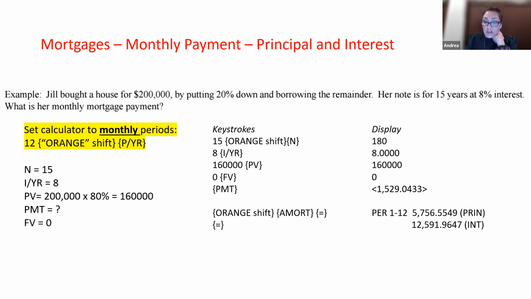It'll display period 1 through 12, and it'll say 5,756 PRIN. That's your principal. And if you hit the equal button again, it'll display 12,591, and that's your interest. So you could have a question in, let's say, the tax class, what is the interest that is deductible for the first 12 months of that year? So again, I'm just wanting to show you some examples of where you might be using this.